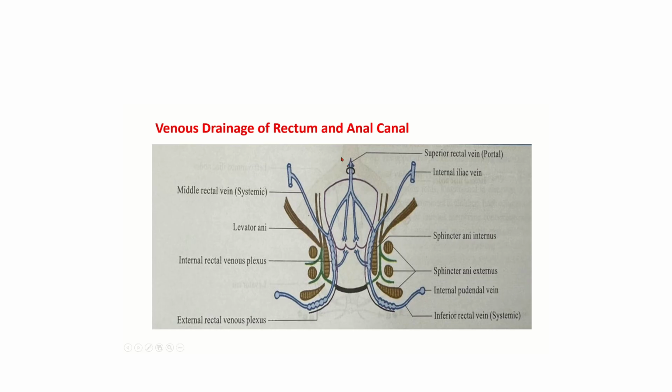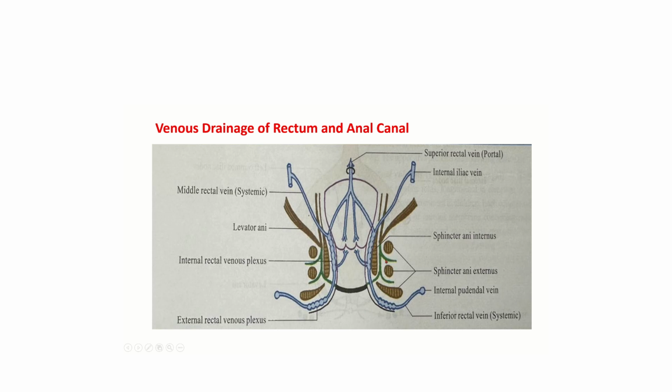You can see here superior rectal vein. These are the radicals of superior rectal vein within the anal columns. You can see the internal iliac vein, the middle rectal vein, and here the internal pudendal vein and inferior rectal vein. Here you can see the external rectal venous plexus, and the internal rectal venous plexus between sphincter ani internus and the mucous membrane. This is sphincter ani externus, this is sphincter ani internus.